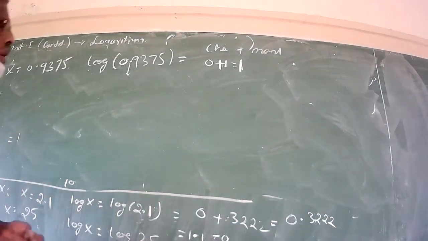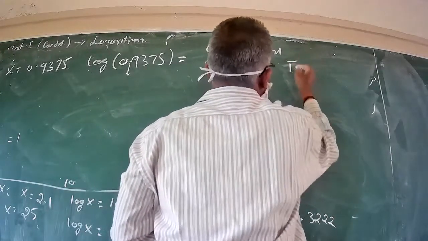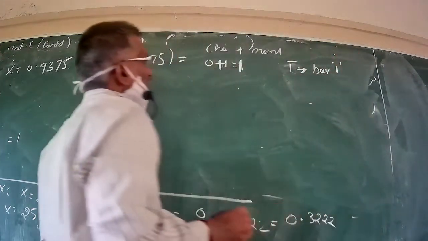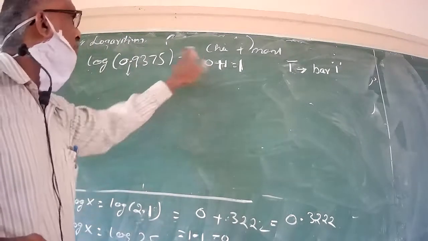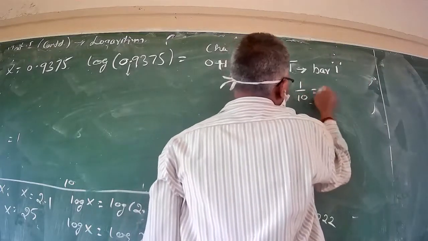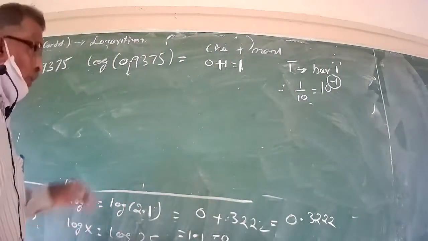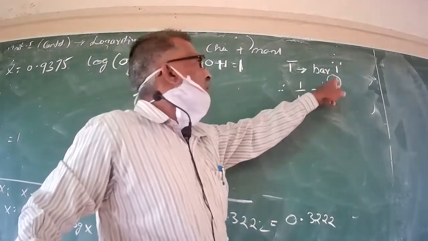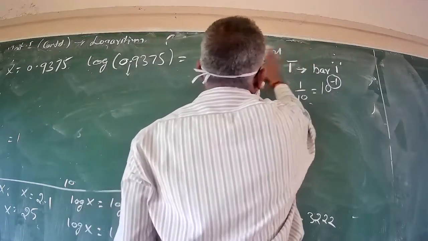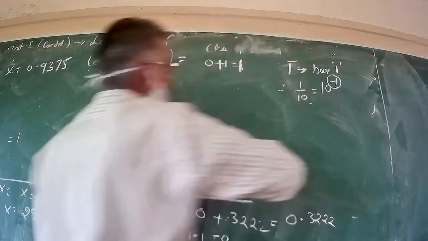But it is written as bar 1. Actually, this number is 1 upon 10, because 1 upon 10 equals 10 raised to minus 1. This is actually the characteristic part, minus 1, so it is denoted and written as bar 1. We will see the Mantissa part later on. Let us see the characteristic first. So the characteristic part is bar 1.